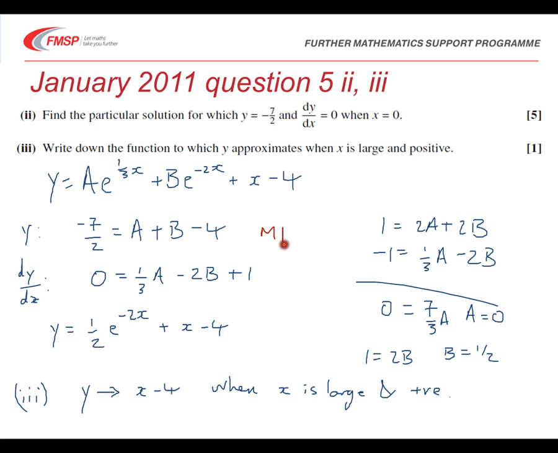In part 2, for the particular solution, there's a method mark for each of the 2 equations that you're going to solve simultaneously based on substituting in y is -7/2 and dy by dx is 0 when x is 0. A method mark for solving those simultaneously, an accuracy mark for the values, and then a final accuracy mark for the answer, and then 1 mark for correctly identifying y tends to x minus 4.